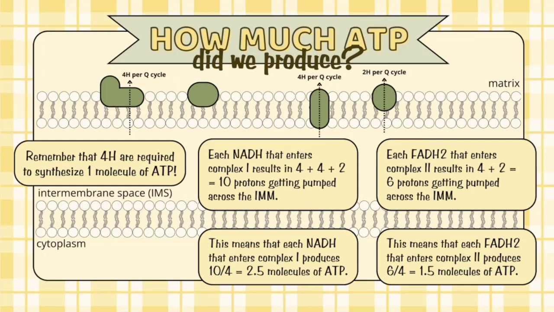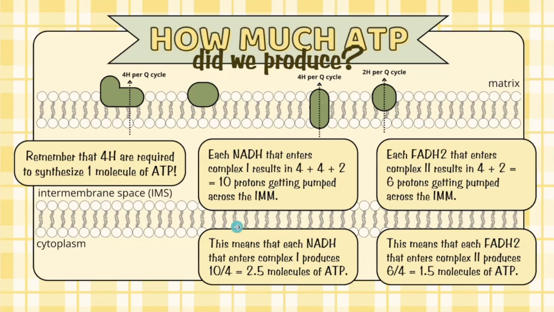Now, complex 4, for every Q cycle, pumped only 2 protons. Why? Because it requires 4 cytochrome Cs to produce water, but each Q cycle produces only 2 cytochrome Cs. What does this mean? Each NADH is going to pump 4 protons in complex 1, 4 protons in complex 3, and 2 protons in complex 4. That results in 10 protons getting pumped.